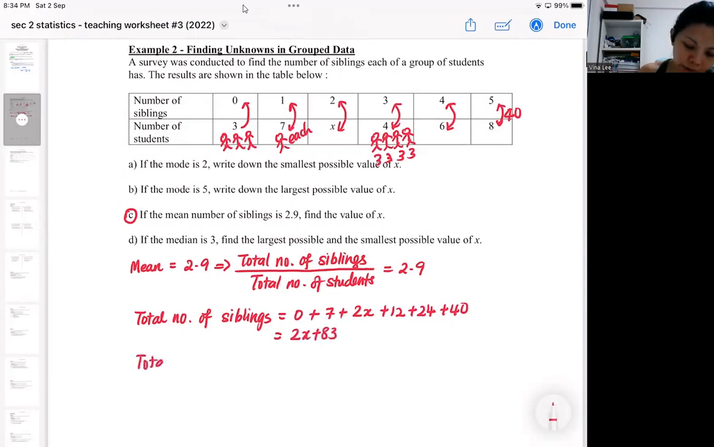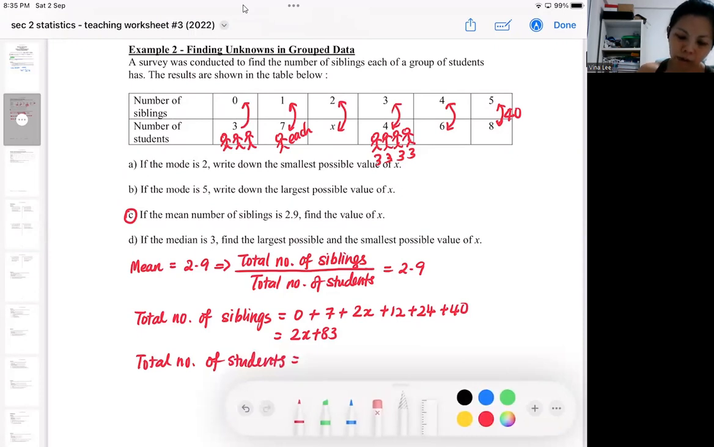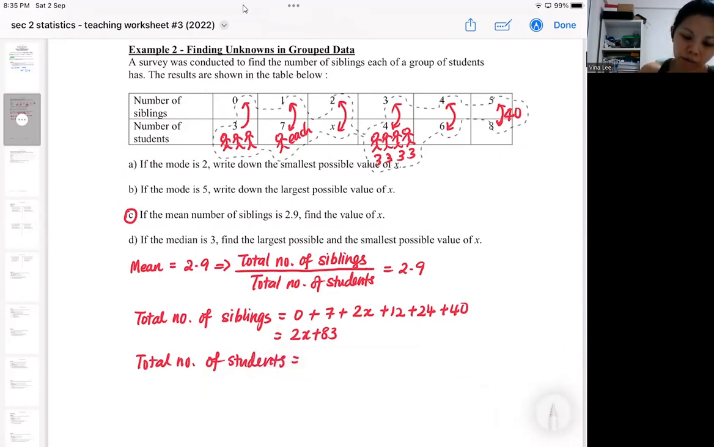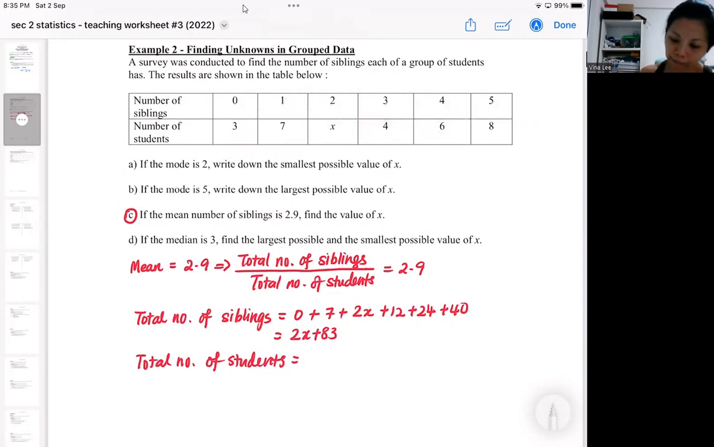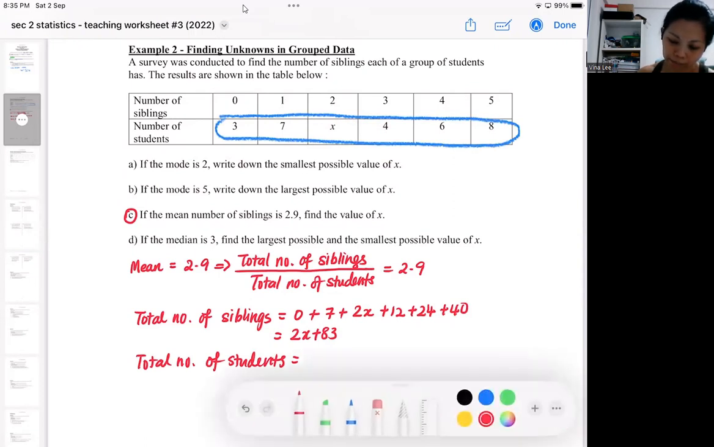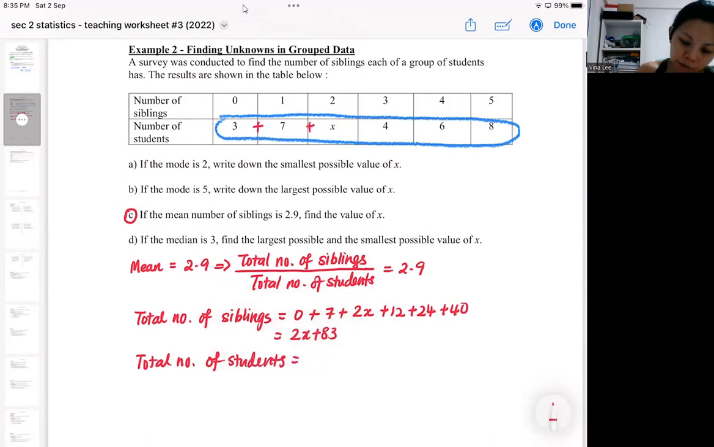Then the total number of students will be quite easy. How many students are there? You just add up the total number of students. So you just go and add them up: 3 plus... Okay, you add them up, you will get x plus 28.